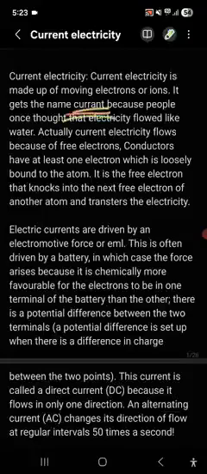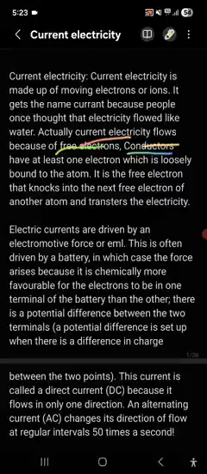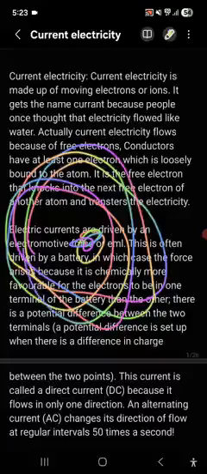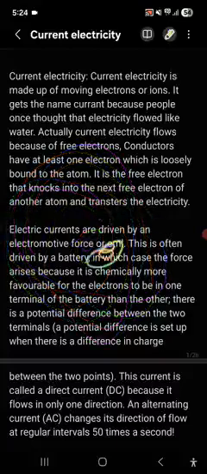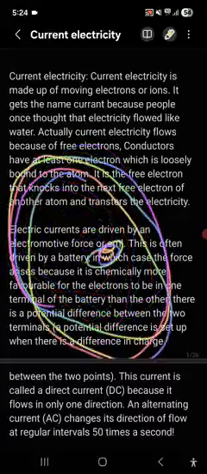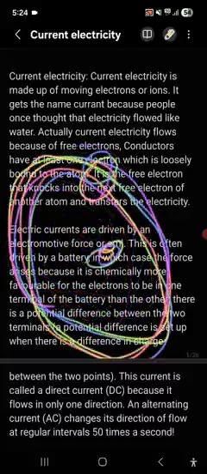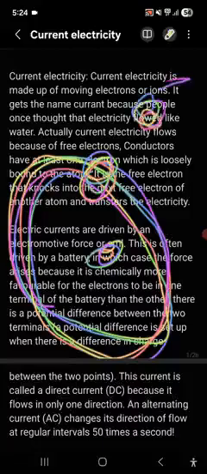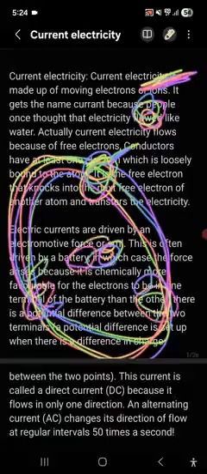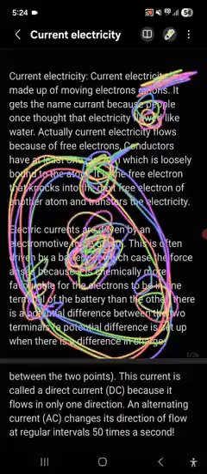And actual current flows because of free electrons. You know, free electrons. There's an atom here, and then there's a free electron here. Minus charge. This is also minus charge. These are electrons. This is the nucleus of the atom. This is a free electron.